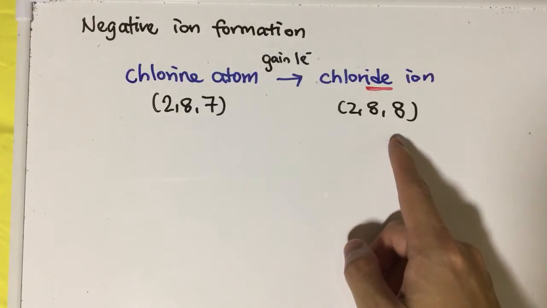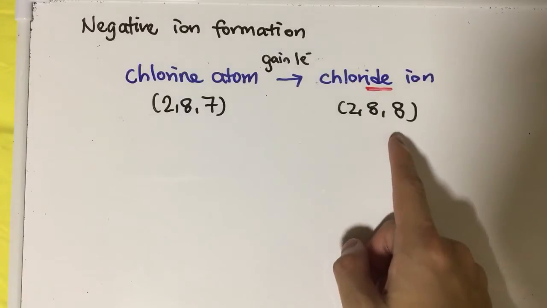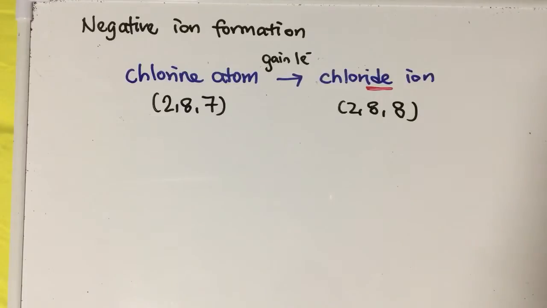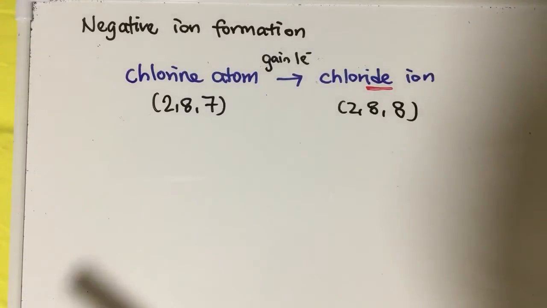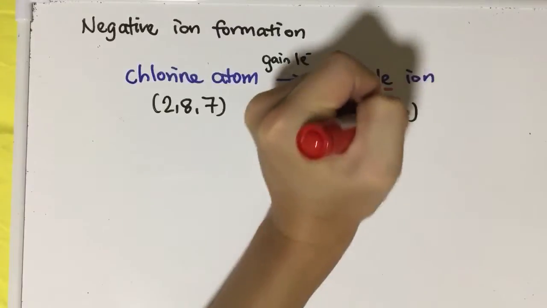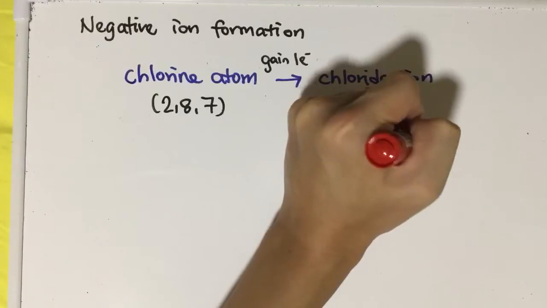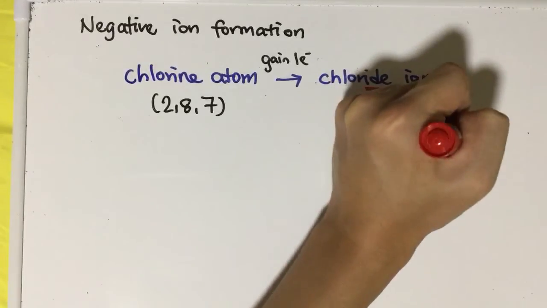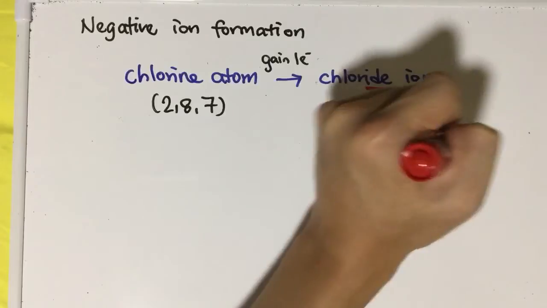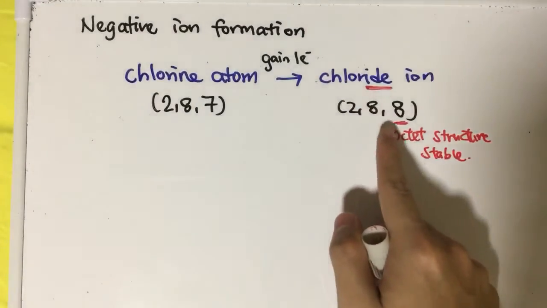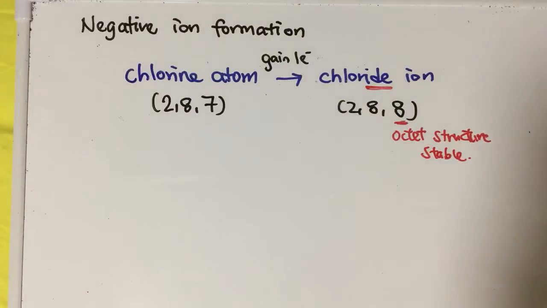Why do they have to gain an electron? Because after gaining the electron, the chloride ion has 8 electrons on the outermost shell, which is an octet. It also means that they have the stable octet structure, just like the electron arrangement of a noble gas, like argon or neon. With the 8 outermost shell electrons, this is what we call the octet structure. The octet structure is very stable, and the chemical property of the chloride ion is very stable.